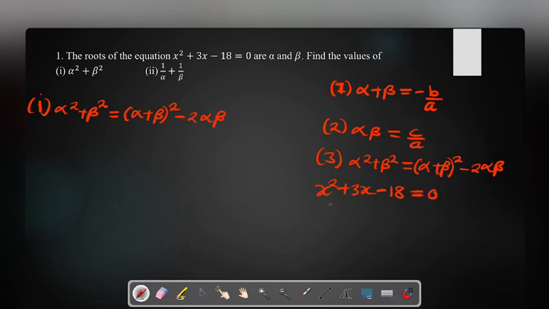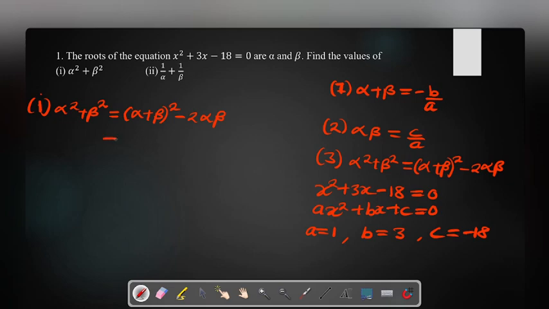If you remember, the standard quadratic equation is in this form: ax squared plus bx plus c equals 0. From this we can see that a is the coefficient of x squared, which is equal to 1. Then b is equal to positive 3. Then we have c, our constant, which is negative 18. We'll need this information.